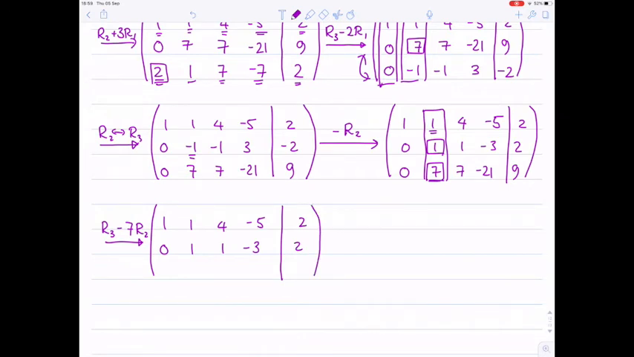and I'm saying 0 times 0, which means 0 minus 0, which is 0, 7 minus 7, which is 0, 7 minus 7, also 0, minus 21 plus 21, which is 0, and 9 minus 14, which is minus 5.